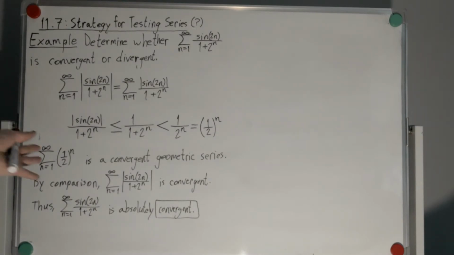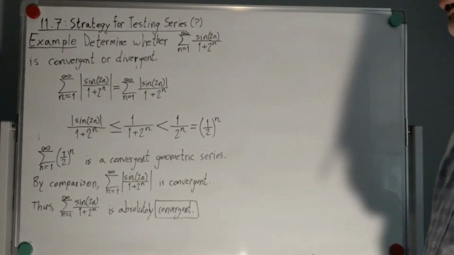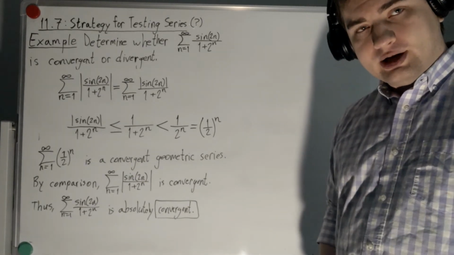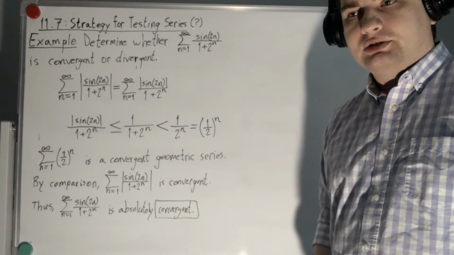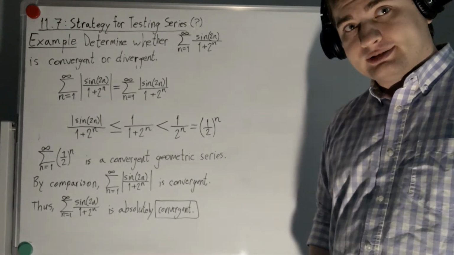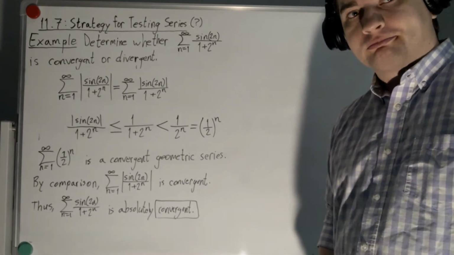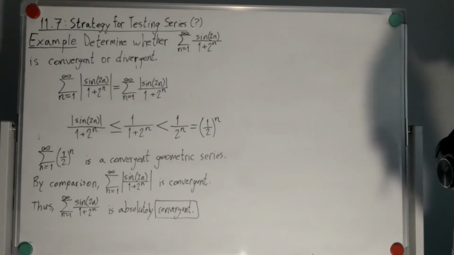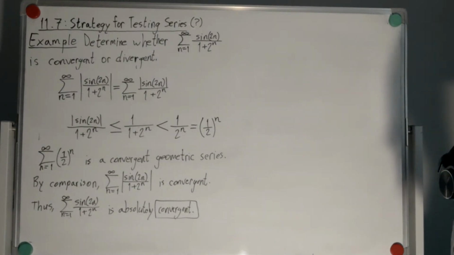And this illustrates a main reason why we even defined absolute convergence to begin with. It's because it's not just this useless concept. Showing that something is absolutely convergent is a good strategy for showing that something is convergent. Okay? Sometimes, like in this case, for example.